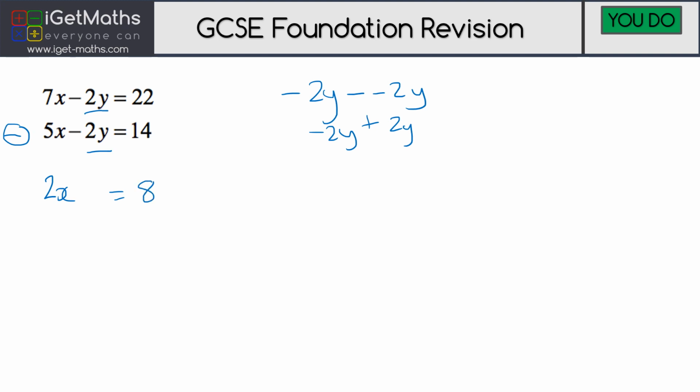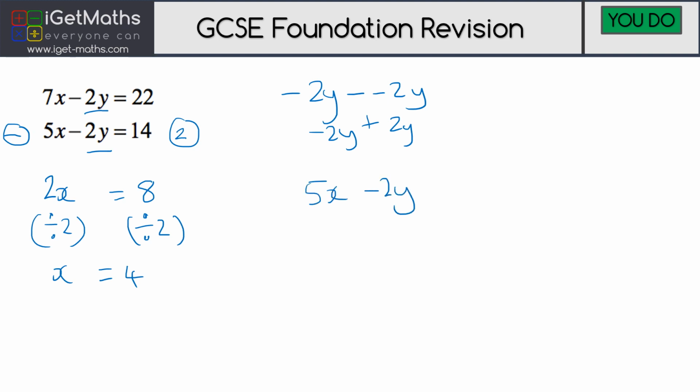And then we're going to divide by 2 on both sides to get x by itself. So that gives us x equals 4. And then we're just going to substitute either into equation 1 or equation 2. This time round, I'm going to use equation 2. So we've got 5x minus 2y equals 14.